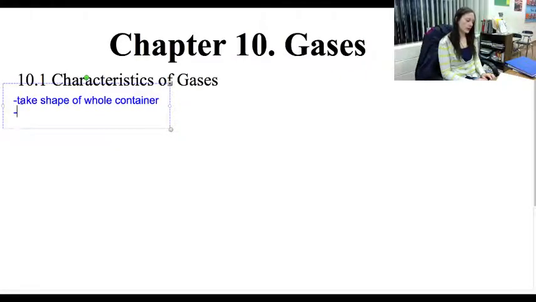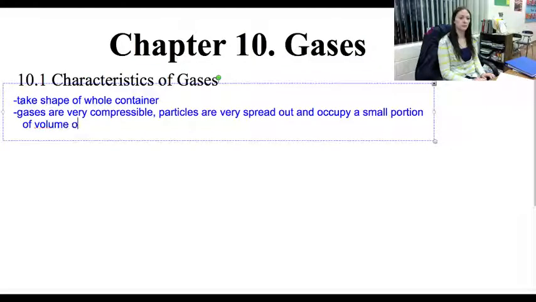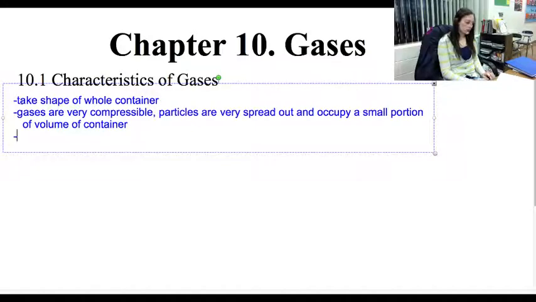Okay, another characteristic of a gas is that gases are very compressible because the particles are really spread out and they occupy a small portion of the actual volume of the container. So that means that since the particles are so far apart, I can compress them very close together if I have to. Last characteristic is that gases are always homogeneous mixtures with other gases.